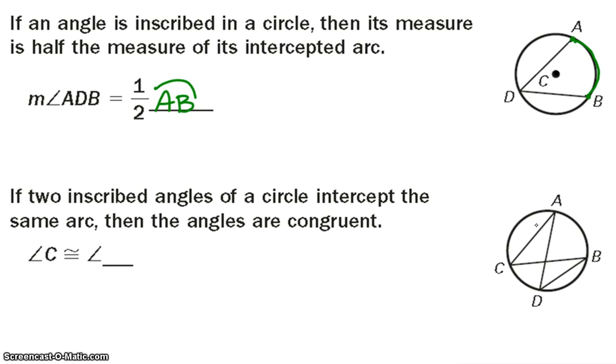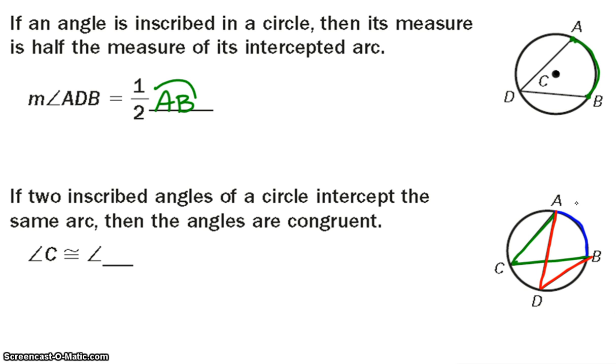Now, if you take a look here, okay, this is angle ACB. Right here. And do you notice that angle ACB makes the arc AB? It intercepts arc AB. Now, if I were to take a look at angle ADB, notice that this angle also intercepts the same arc AB.